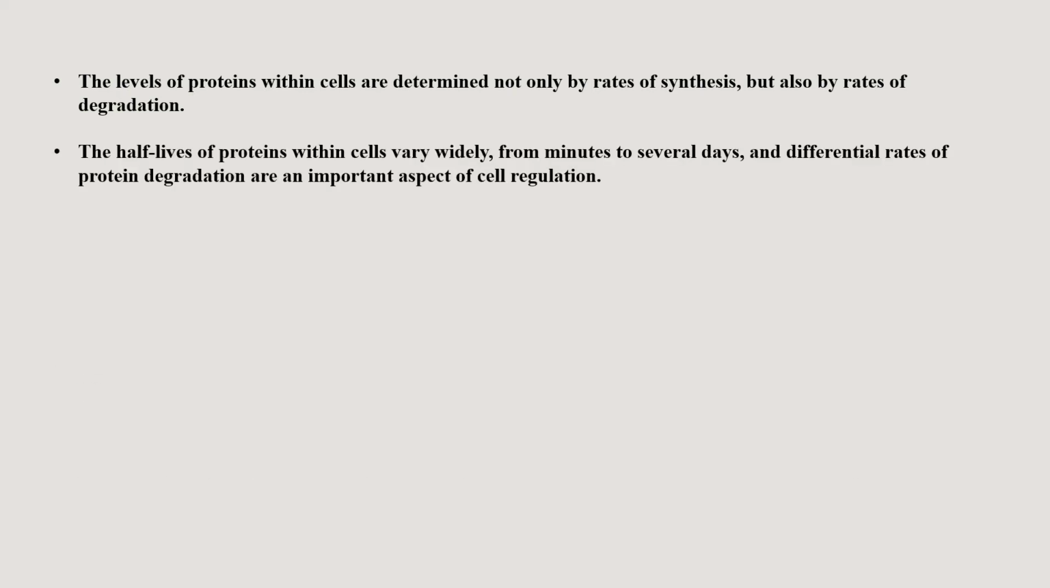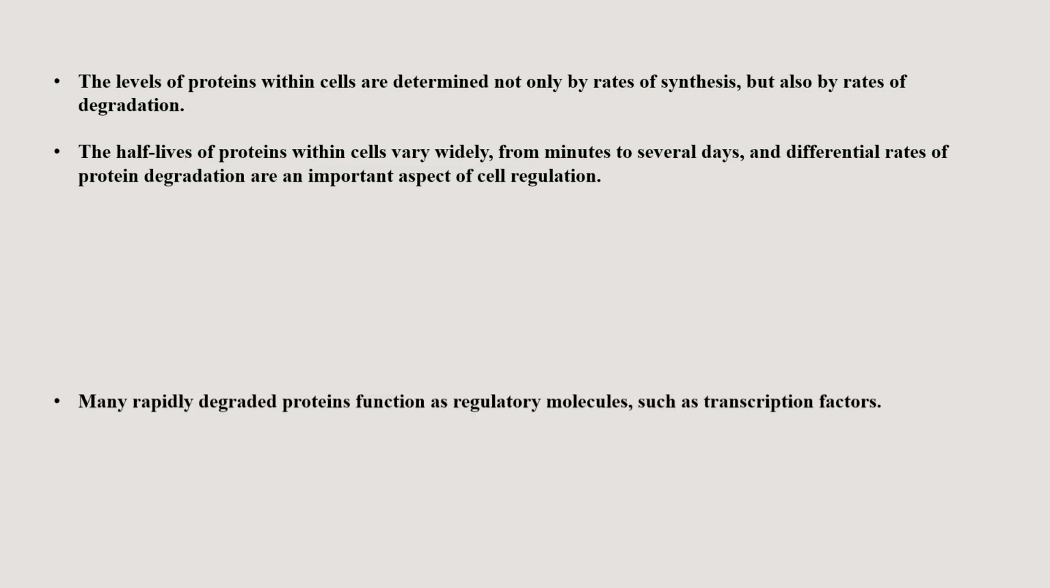The half-lives of the proteins within the cell vary widely from minutes to several days, and differential rates of protein degradation are an important aspect in cell regulation. When a specific type of signal comes, a specific set of proteins is created in the body. But when the signal is gone, those proteins are not needed anymore, so they need to go, and that is why the cellular machinery which degrades the proteins is of utmost importance. Otherwise, accurate and specific cell regulation won't happen.